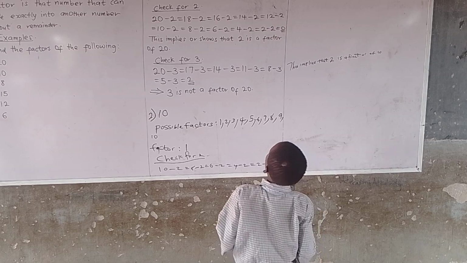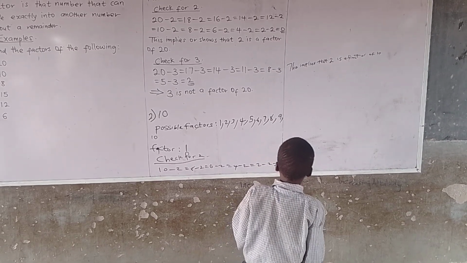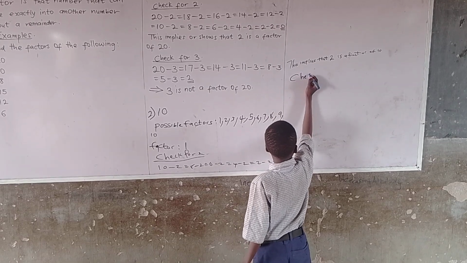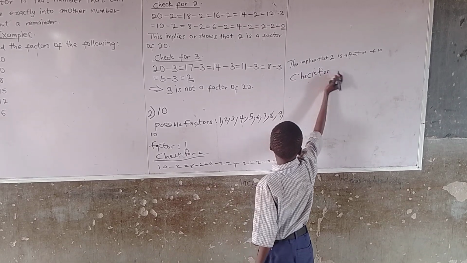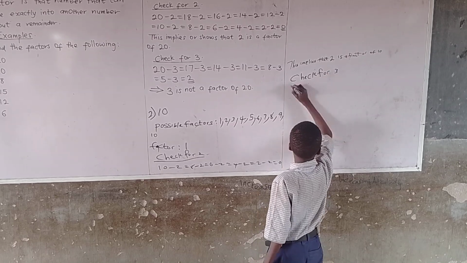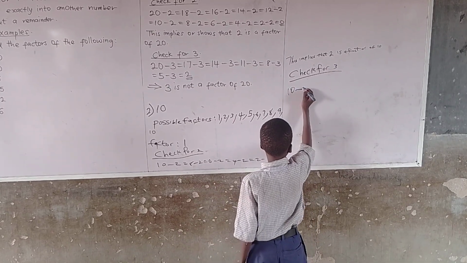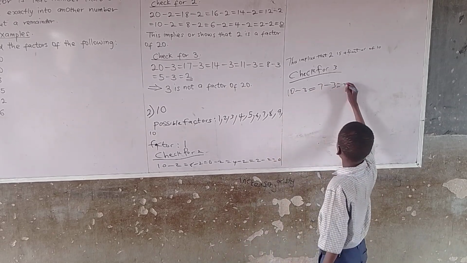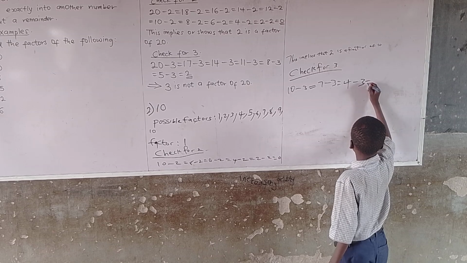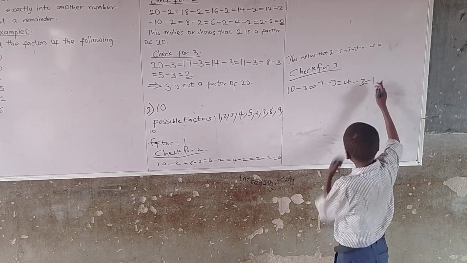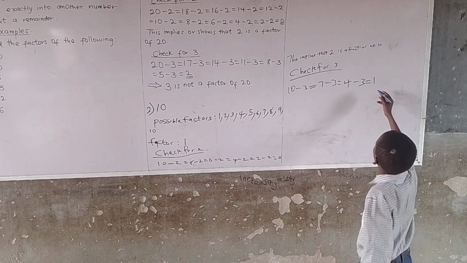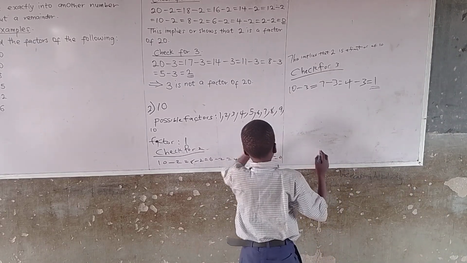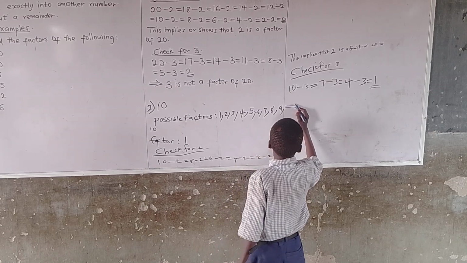So let's check for 3 to know if it is a factor of 10 or not. So 1 is lesser than 3, but the answer can't give us 0. So this implies that 3 is not a factor of 10.